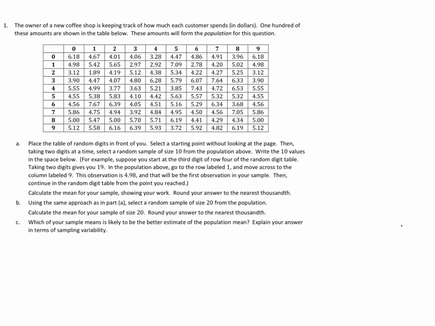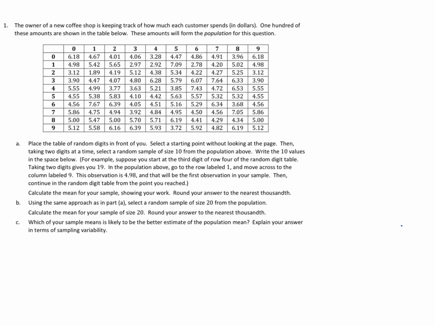Part A says to place the table of random digits in front of you. Select a starting point without looking at the page. Then, taking 2 digits at a time, select a random sample of size 10 from the population above. Write the 10 values in the space below.